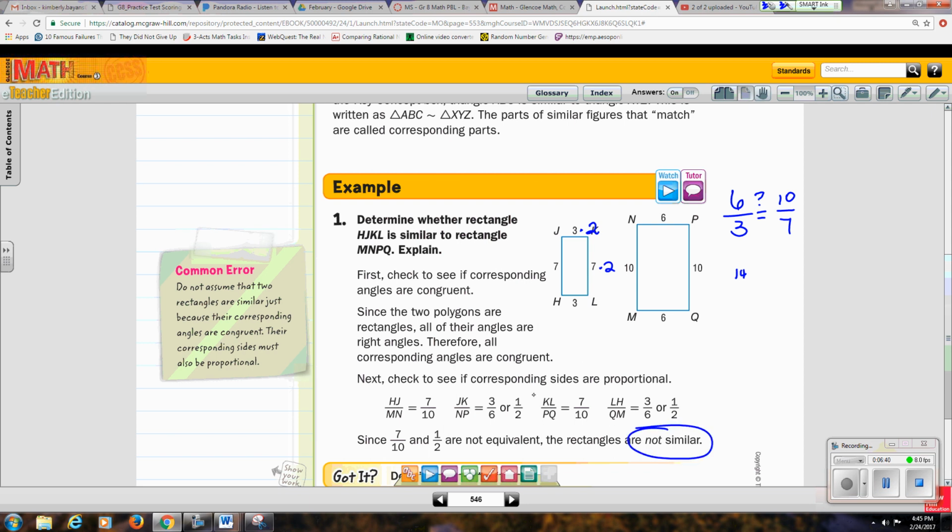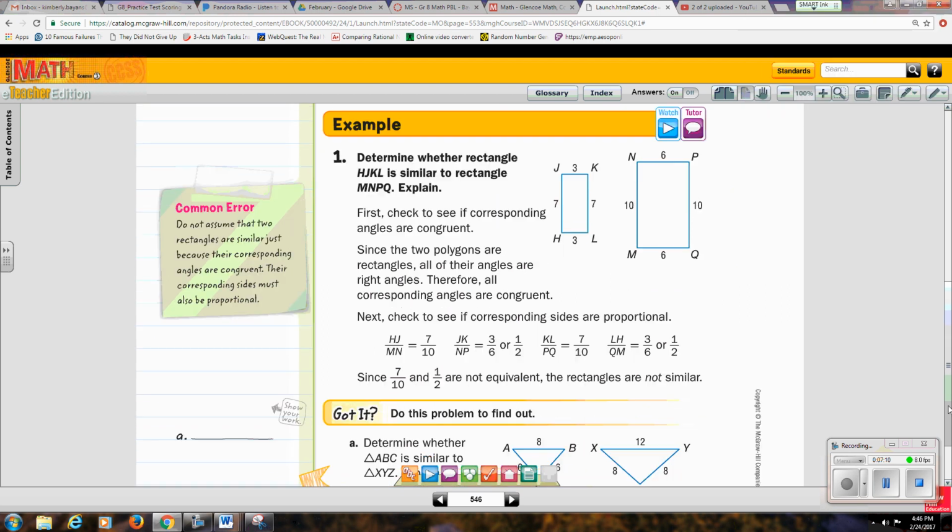And it's showing you that the ratio of the sides, we have 7 over 10. They did the smaller shape to the larger shape. Does it matter? I did the larger to the smaller. It doesn't matter as long as I can see that 7/10 does not equal 1/2. They are not equivalent. So therefore, the rectangles aren't similar. So pause the video and do the got it problem below and check your answer when you're done.